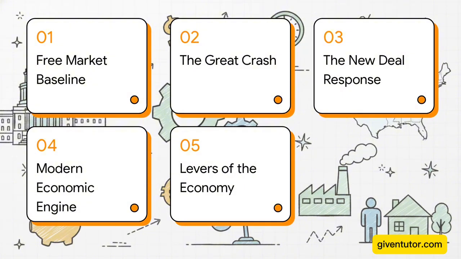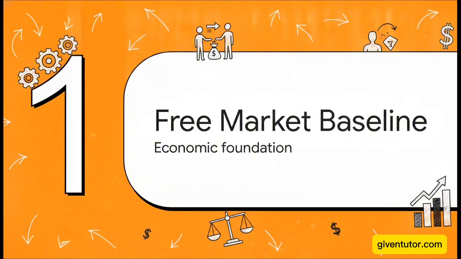Here's our roadmap for this explainer. We're hitting 5 key stops today: the free market baseline, the Great Crash, the New Deal response, the modern economic engine, and finally, the levers of the economy. Starting with Part 1, the free market baseline.